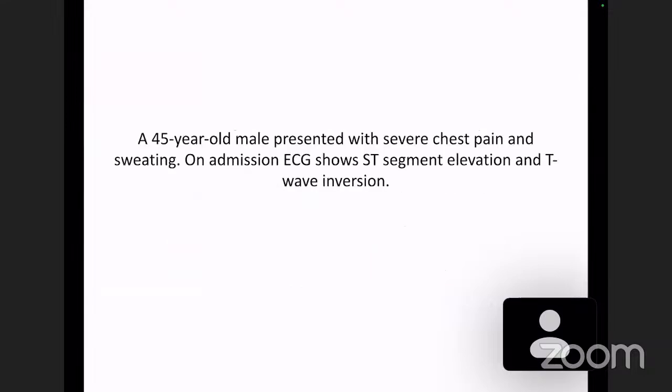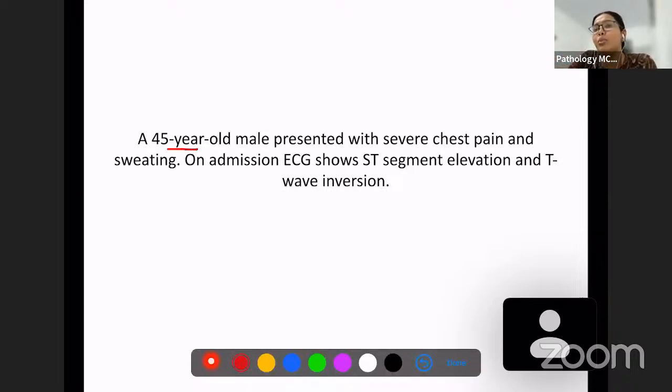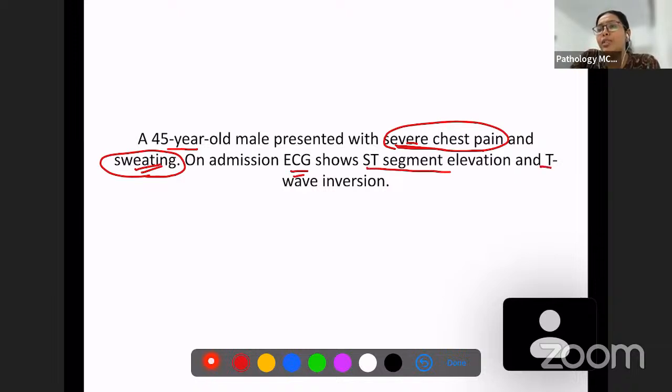So today's first long essay question is a case-based question. This is a 45-year-old male who is presenting with severe chest pain and sweating. There are very good clues given here. On admission, there's an ECG finding also, which is ST segment elevation with T wave inversion. So all the history given here is extremely classic.